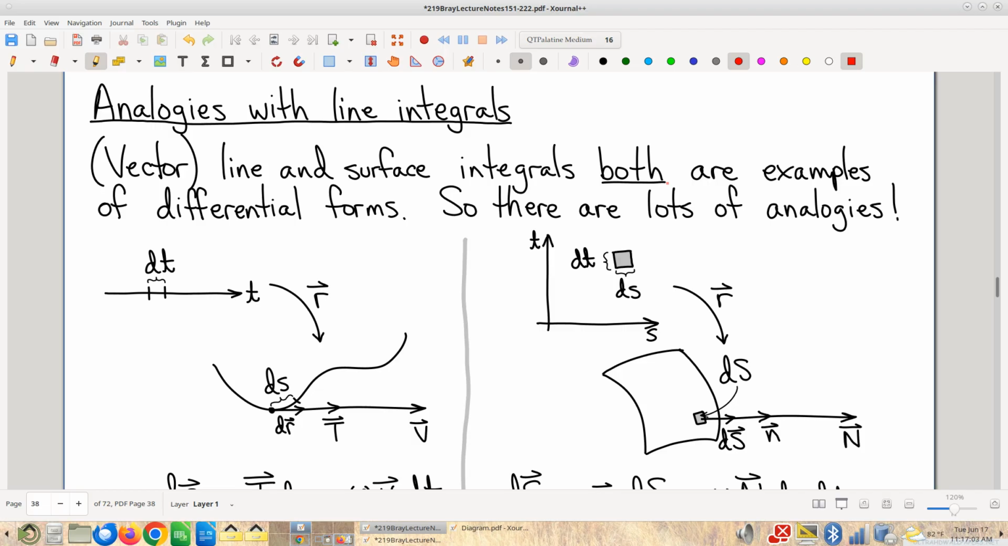Even though they come from totally different physics problems, right? Line integrals, we motivated by work. How do you compute work? Surface integrals, we motivated by flux.